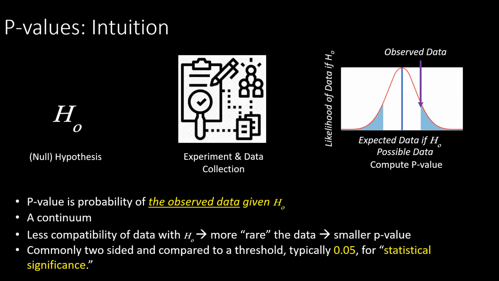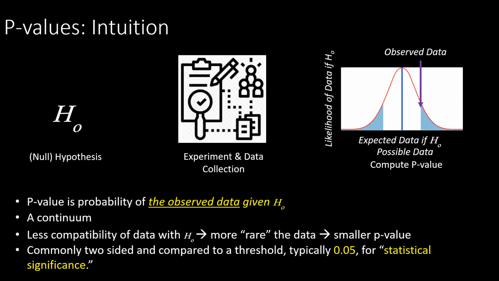And so the thinking is that if that blue shaded area is small, then what we observed is not very compatible with that default position of the null hypothesis, and the data that we observed, and anything more extreme than that, is unlikely if the null is true. If this blue shaded area is large, then what we observed isn't maybe that incompatible with that default null hypothesis position. And so what we observed, and anything more extreme than that, is maybe not that unlikely if the null is true.